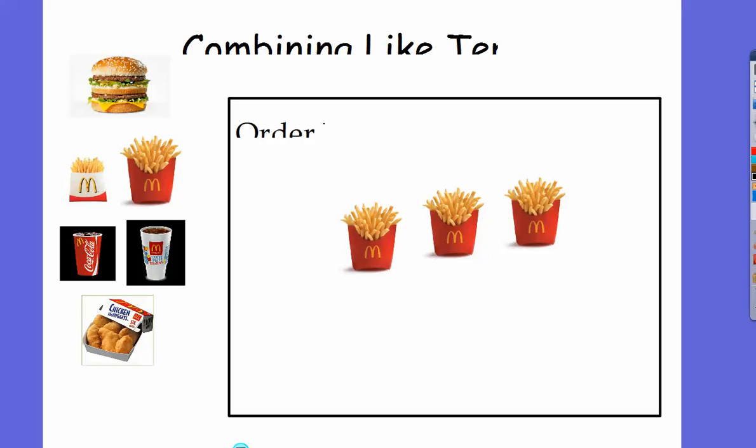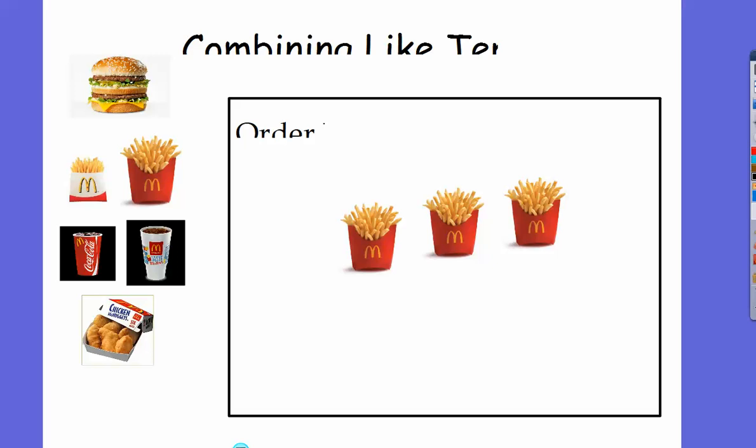And I go up and I tell the person at McDonald's that I want 3 medium French fries. And when you get your order, if you get 3 small French fries, are you going to be happy with that? I hope you say no, because you shouldn't be happy with that. You want what you ordered. You ordered 3 medium French fries, not small French fries. So order really matters, okay?